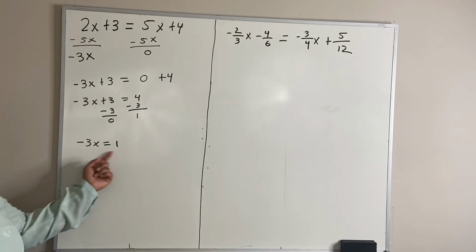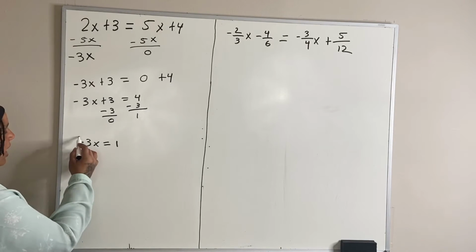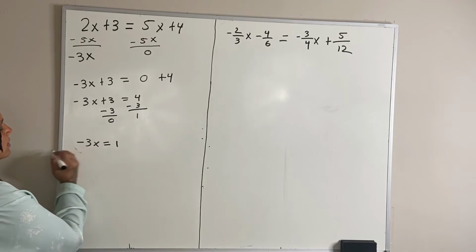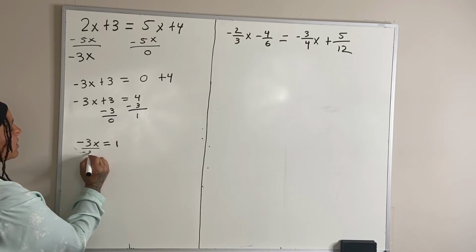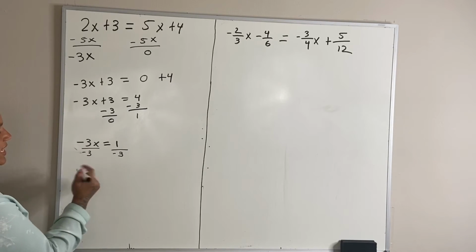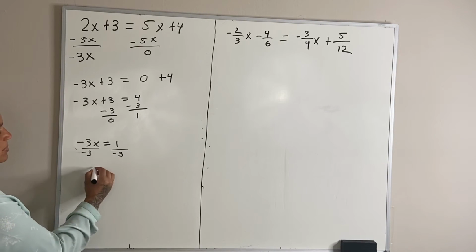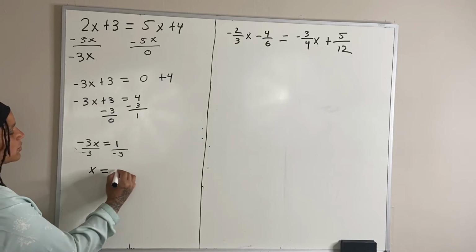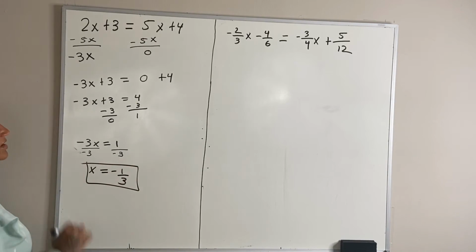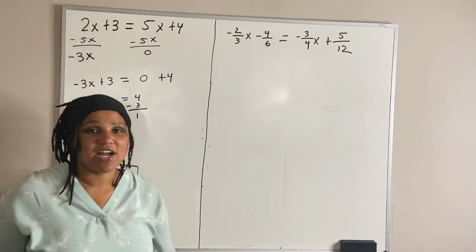So now I want to isolate x. So I'm going to divide by a negative 3. Negative 3. So now the 3's cancel. A negative over a negative is a positive. So now we have x is equal to a negative 1/3. Okay, so there we have it for our first one. We're just basically combining all of our knowledge together.